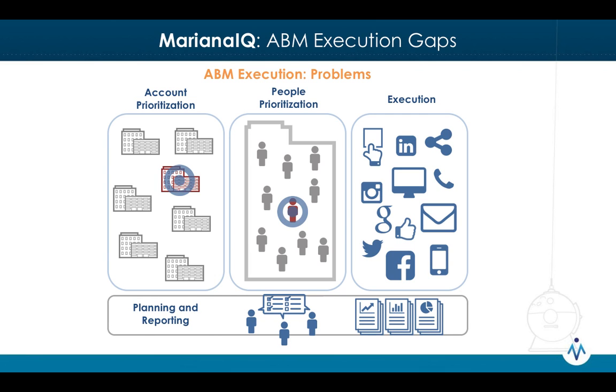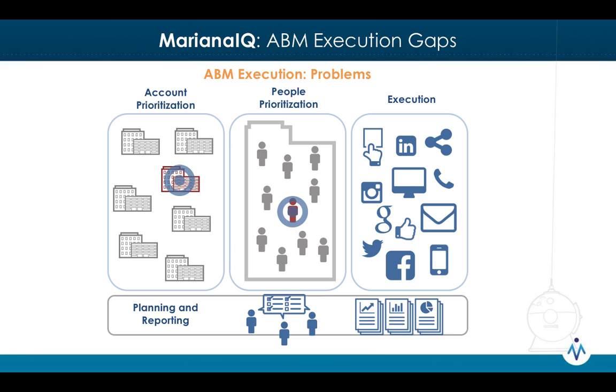I used to run enterprise marketing for Juniper Networks, and when we were trying to implement an account-based marketing approach, we ran into some problems. This is how we at Mariana look at account-based marketing overall. The execution, we see it in three buckets: account prioritization, people prioritization, and execution. And this rests on planning and reporting and measurement, which guides the actions.